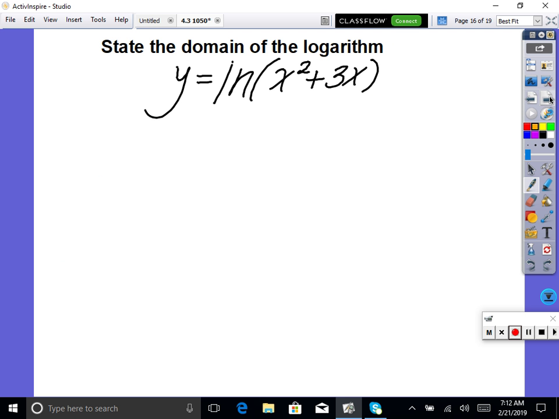Okay, just tell me how you do this one. We won't do it, but I want you to tell me how you do it. X squared plus 3x is greater than 0. You would factor, find the zeros, test yes, no, yeses.